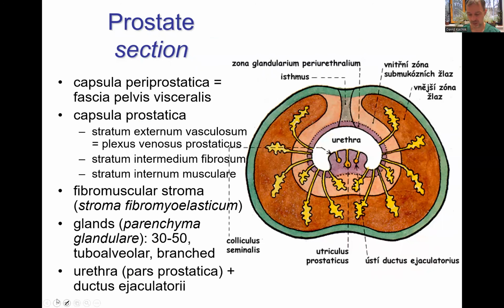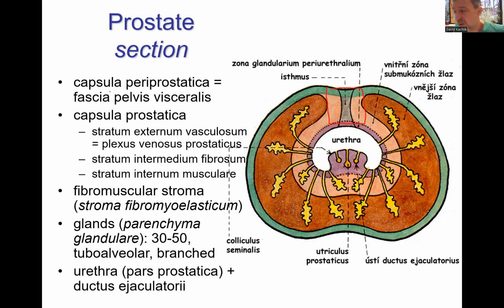Now we come to the histological structure. When we perform a transverse cut, we can see isthmus. So isthmus is this ventral part which contains no glands. So that's isthmus of urethra. And now we come from externally to internally.